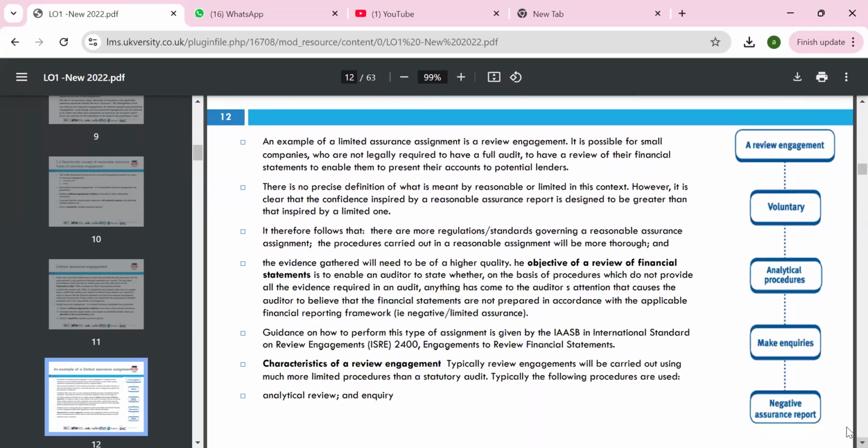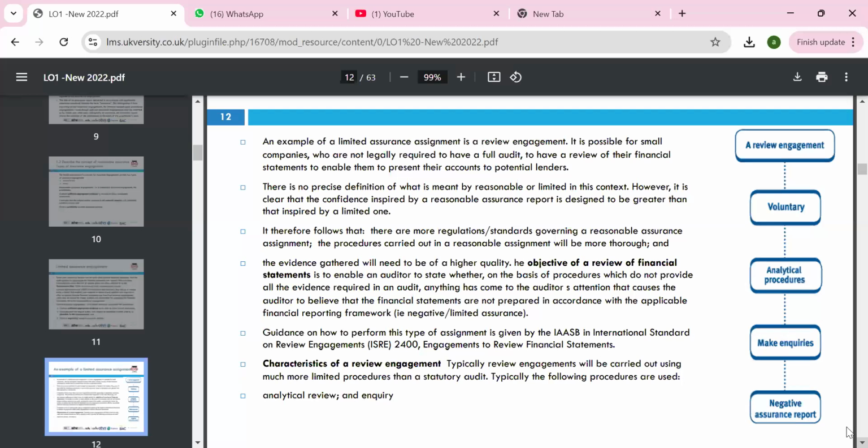An example of an assurance engagement is the review engagement for a small company that is not legally required to have a full audit, or a review of its financial statements, enabling it to present its accounts to a potential lender. There is no precise definition of what is meant by reasonable or limited in this context. However, clearly the confidence inspired by a reasonable assurance report is designed to be greater than that inspired by limited assurance.